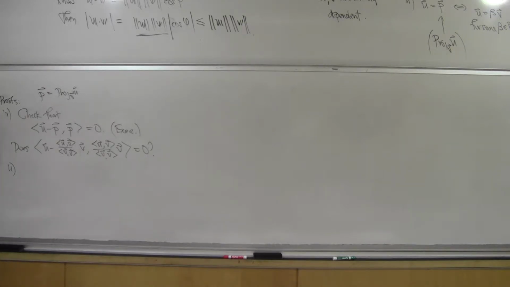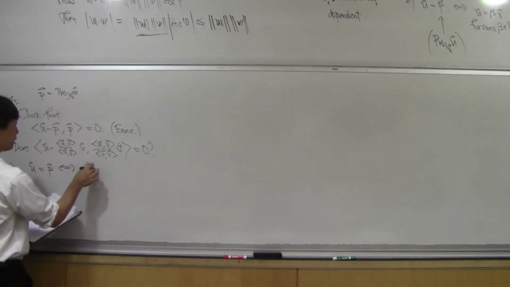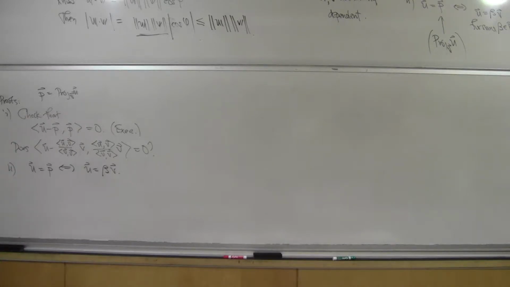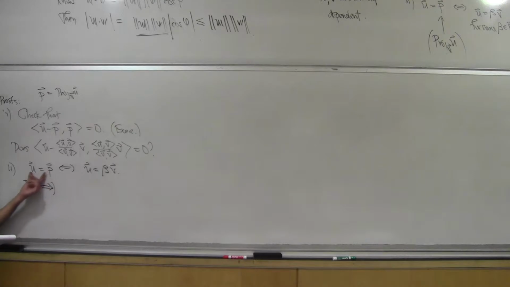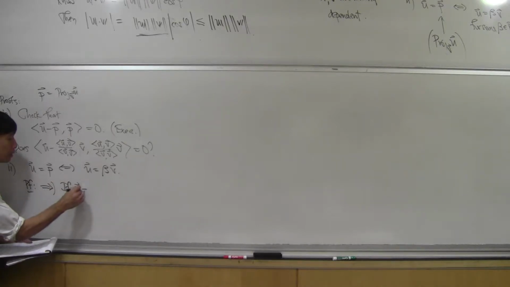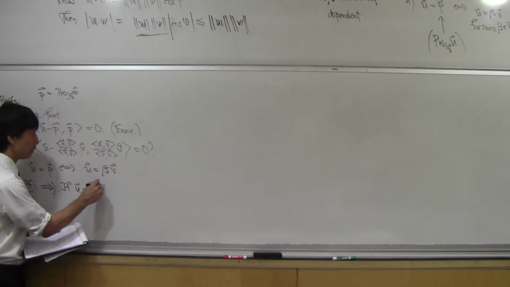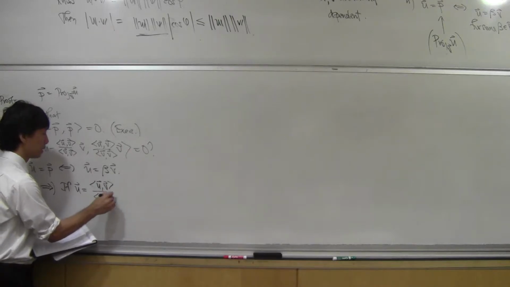So let's just assume that. Part 2. We want to see that U is equal to P if and only if U is some multiple of V. So let's do the forward direction first. Suppose U is equal to P. If U equals P, well, what's P? P is UV over VV times V.